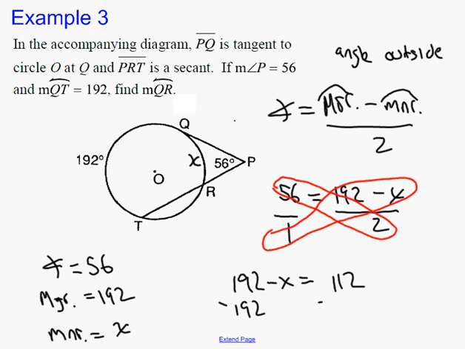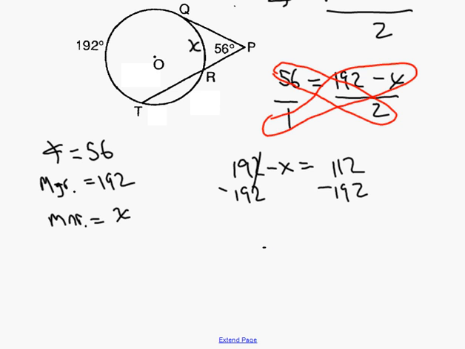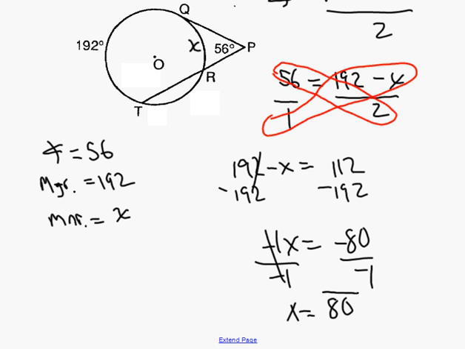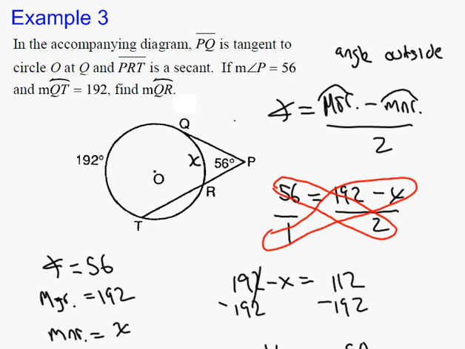Minus 192. Don't panic just yet because you got a negative here, because we still have to divide both sides by -1 since the coefficient here is -1. And we're going to get x equals 80. If x is 80, what that means is that arc QR is 80 degrees.